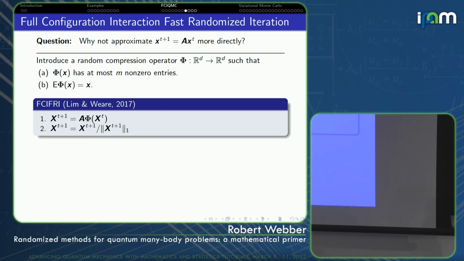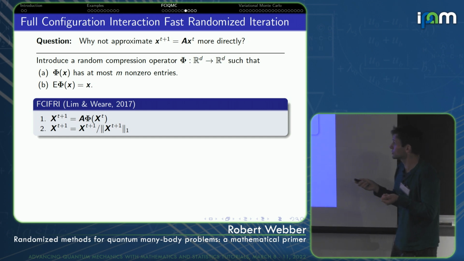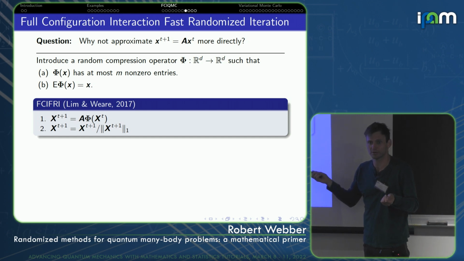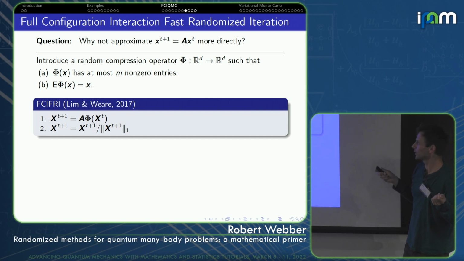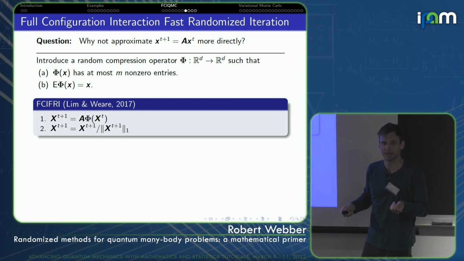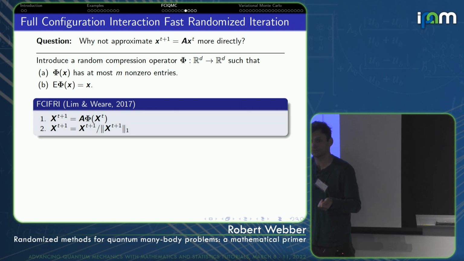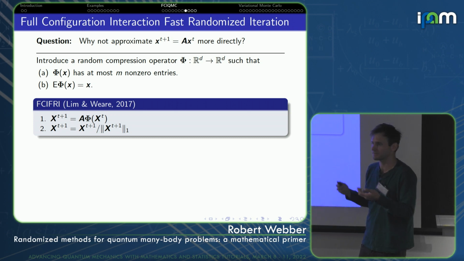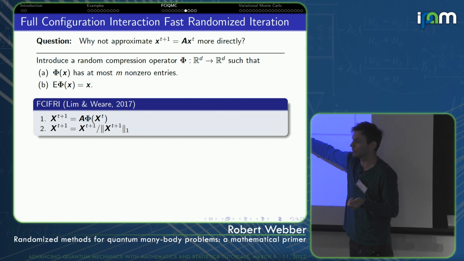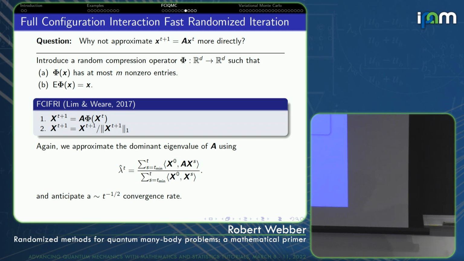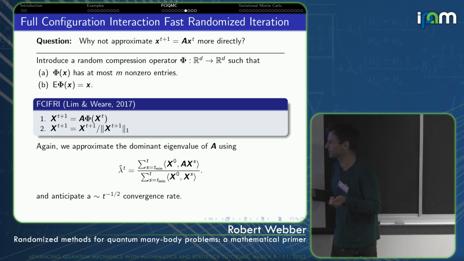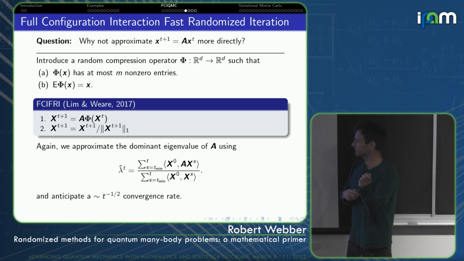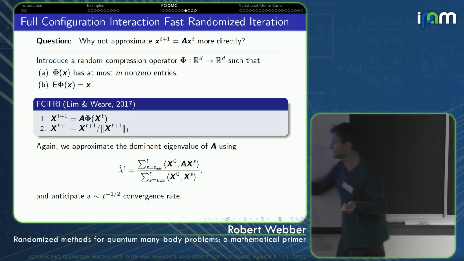And then if you've got such a compression operator, there's this technique which was proposed by my PhD advisor, Jonathan Weare, who's at Courant, in 2017, which nowadays they're calling FCIFRI, full configuration interaction fast randomized iteration, where you take a much more direct spin-off of the power method. Before doing the matvec, the matrix vector multiplication, you sparsify. So therefore, it becomes much cheaper. And so you can iterate 1, 2, 1, 2, 1, 2. And exactly as before, you can approximate the dominant eigenvalue of A using this historical eigenvalue estimator, which again is going to be the ratio of trajectory averages of a Markov process that ideally converges, and you get a t to the negative a half convergence rate.